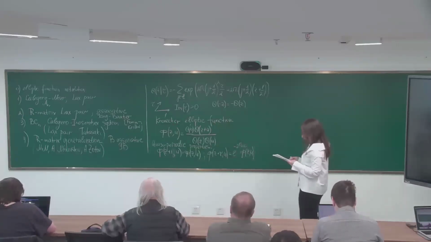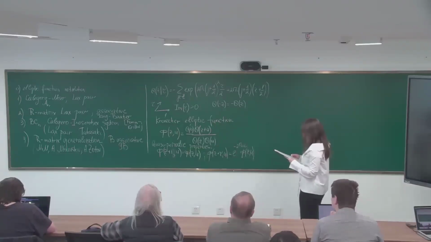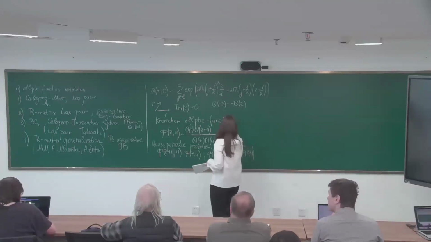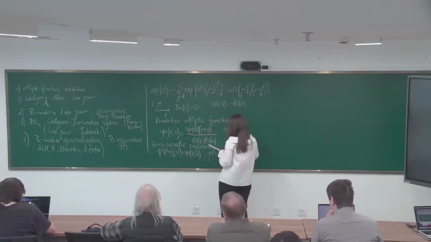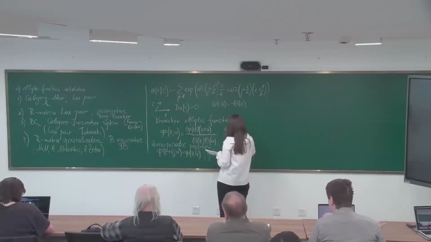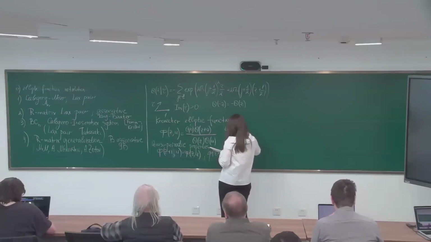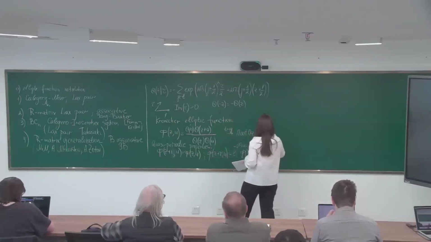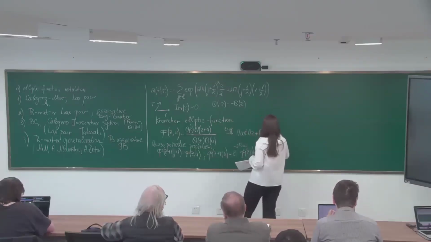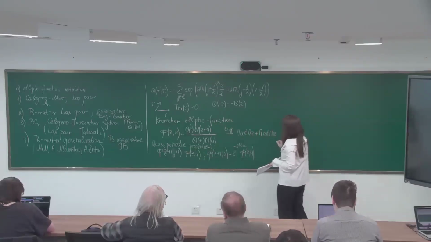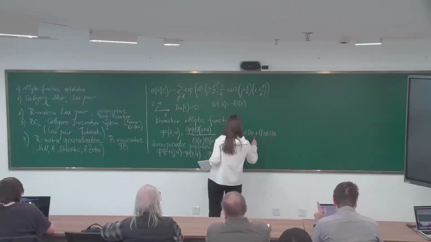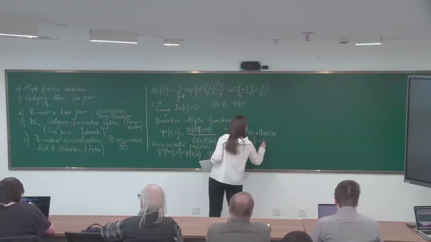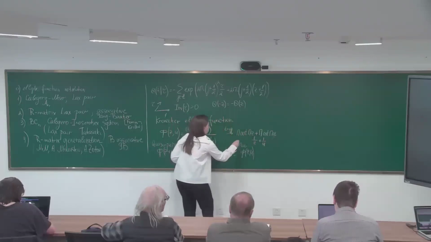And I will use this function. So in trigonometric and in rational limit, it goes to the sum of cotangents, and in the rational limit, it's just 1 over z plus 1 over u.